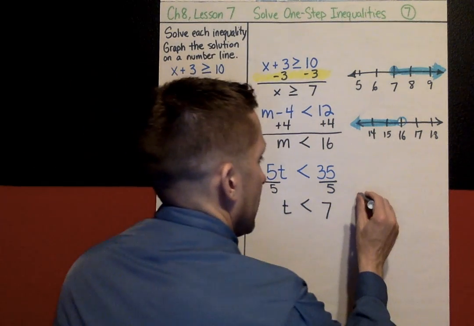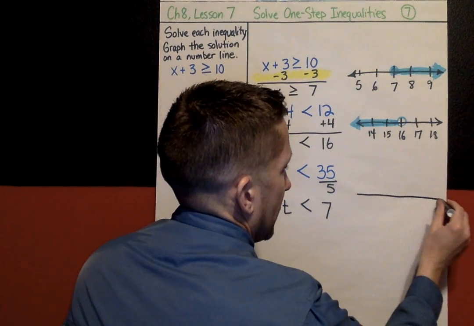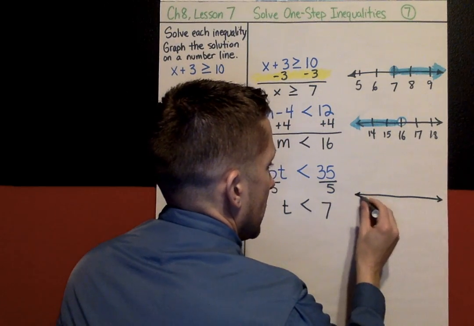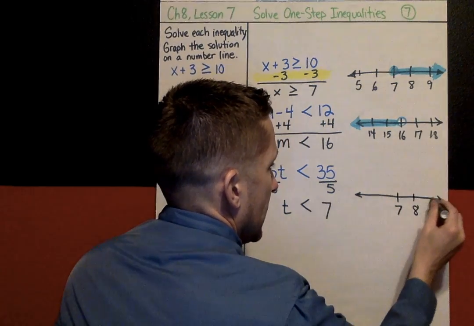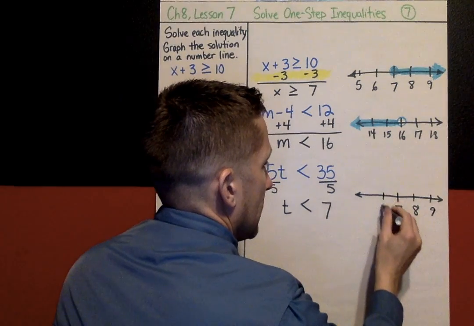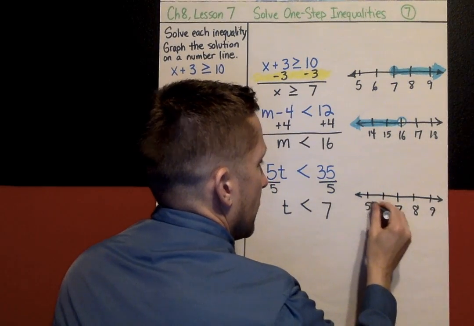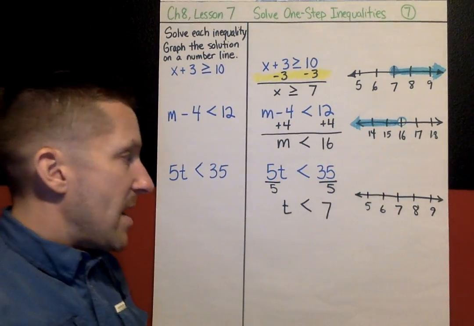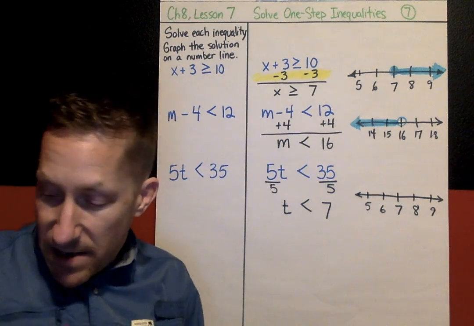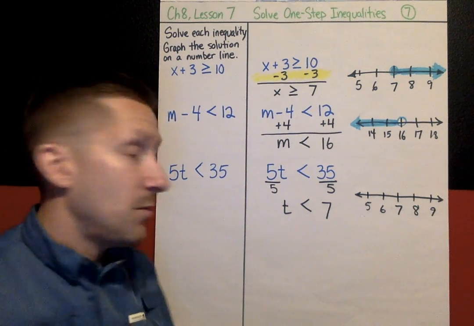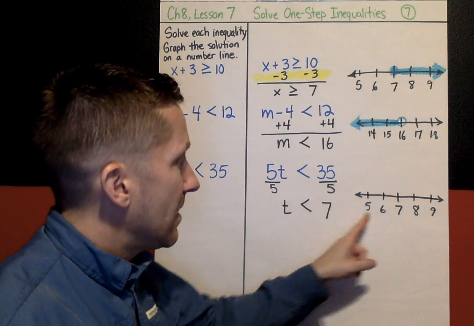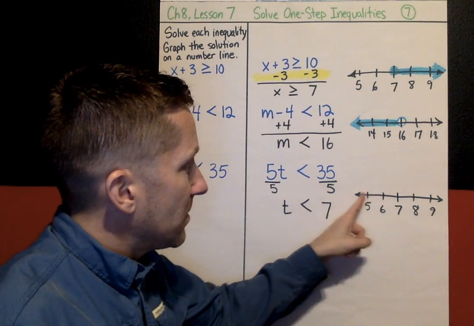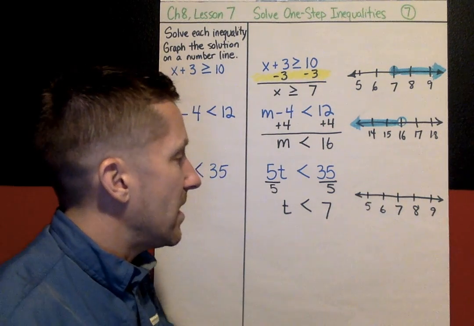So let's graph it. Let's graph the answer set on a number line. 7 I'm going to make in the middle. 8, 9, 6, 5. Which way are my answers going on the number line? I go back to the inequality. Your answers are less than 7. So these are all my answers less than 7 going this way.